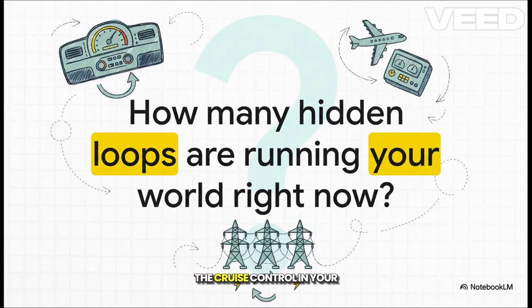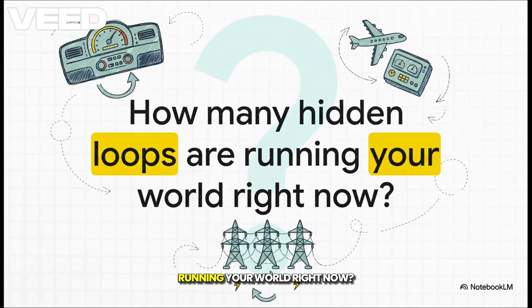Think about it. The cruise control in your car, the autopilot in a plane, the systems that balance our entire power grid. They are all just running on feedback loops, constantly measuring, comparing, and correcting. So the real question to leave you with is, now that you can see the pattern, how many other hidden loops are running your world right now?